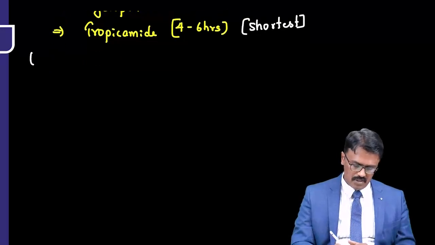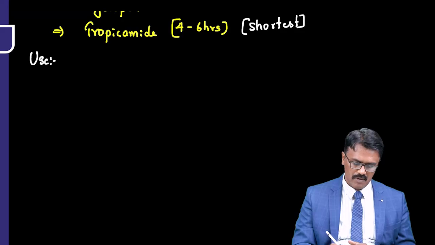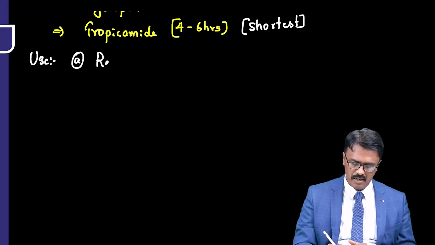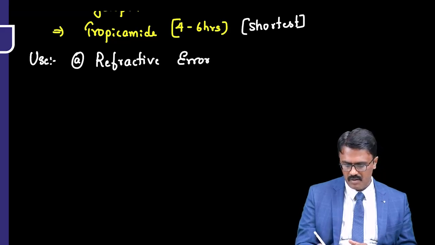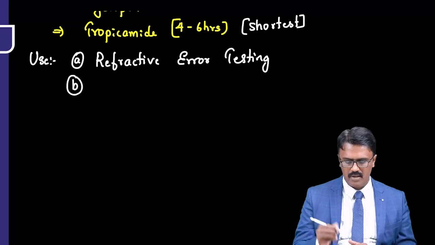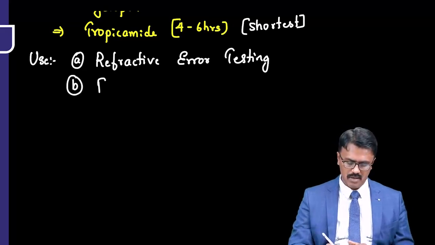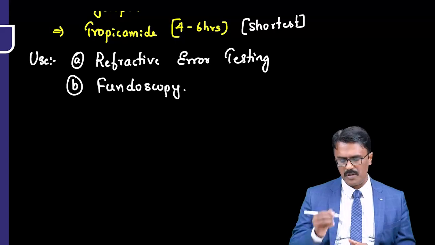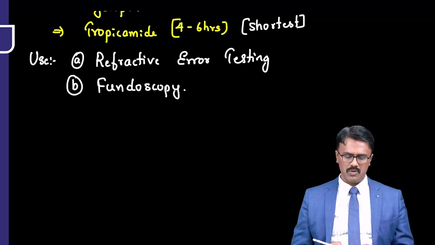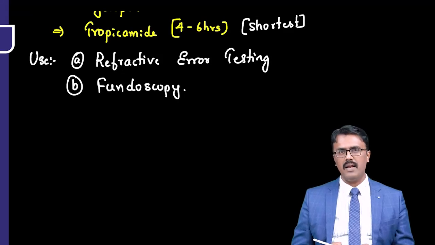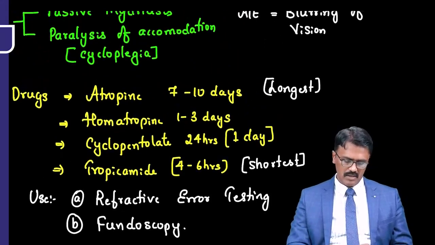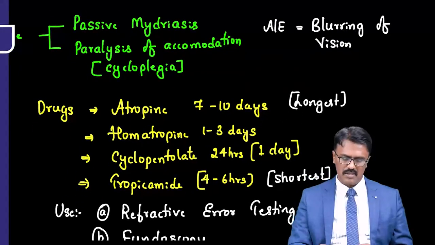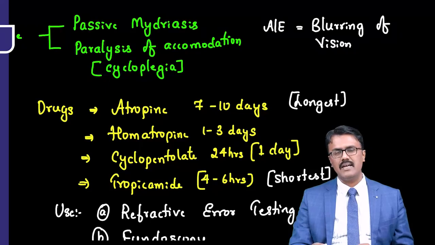Now where do I use it? These are used, number one, mainly in refractive error testing. The second important use of these drugs is in fundoscopic examination, fundoscopy. The source of atropine, I told you, is Atropa belladonna. So these are the drugs which cause mydriasis and paralysis of accommodation, called cycloplegia.